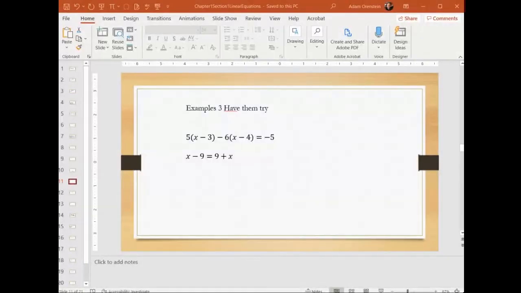All right. Okay, so for this one, we're going to solve these two equations. So let's do that.